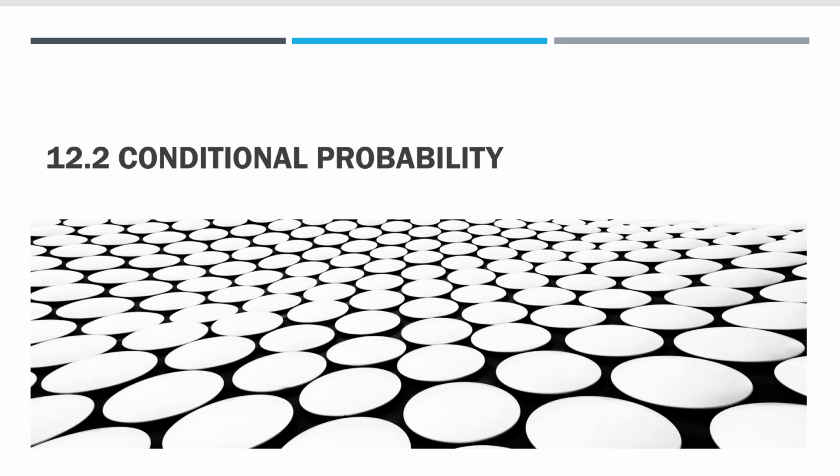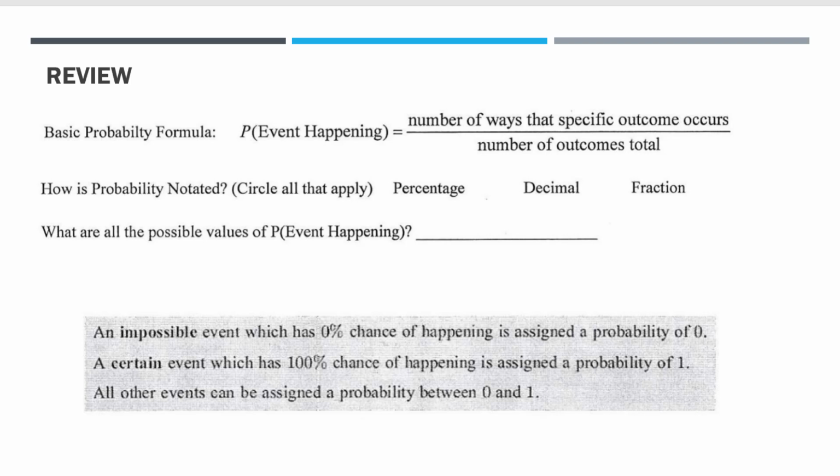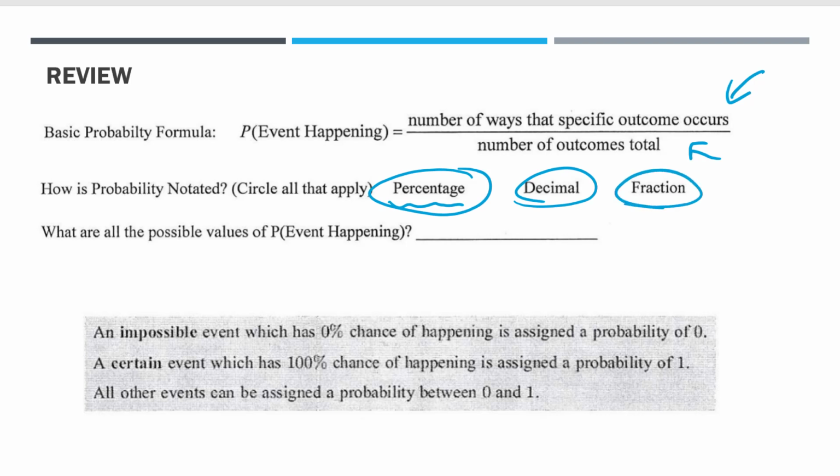Conditional probability. We're going to start with a review from the last lesson, just the ins and outs of probability. So when we're looking at the probability of an event, the numerator will be the number of different ways that the outcome can occur, and the denominator is that total number of outcomes. There's three different ways that we can identify probability. One is a percentage, the next is a decimal, and the last is a fraction.